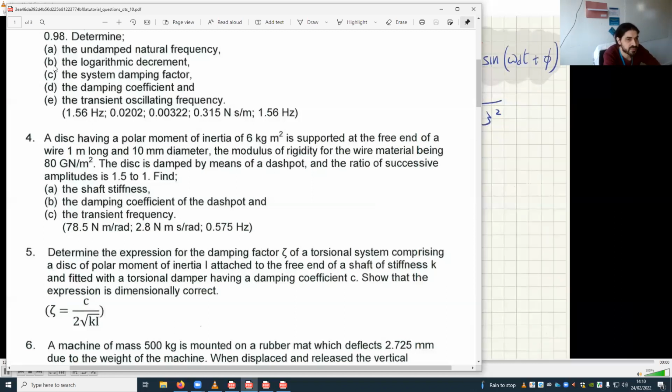The disk is damped, and we know that the ratio of two successive amplitudes, the amplitude of the oscillation An divided by the amplitude of the oscillation An plus 1, is 1.5 to 1. So An over An plus 1 is 1.5. And we want to find the shaft stiffness. So what is KT, the torsional stiffness of this shaft? I want to find the damping coefficient, which is C. Remember, C is the damping coefficient. Zeta is the damping ratio or damping factor. And the transient frequency, that's omega d.